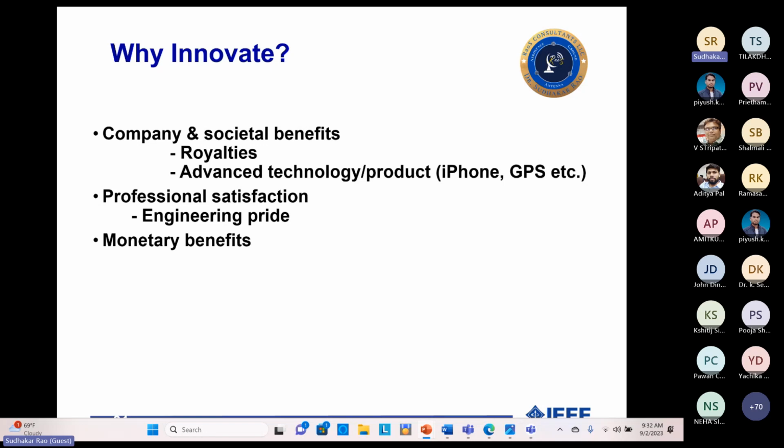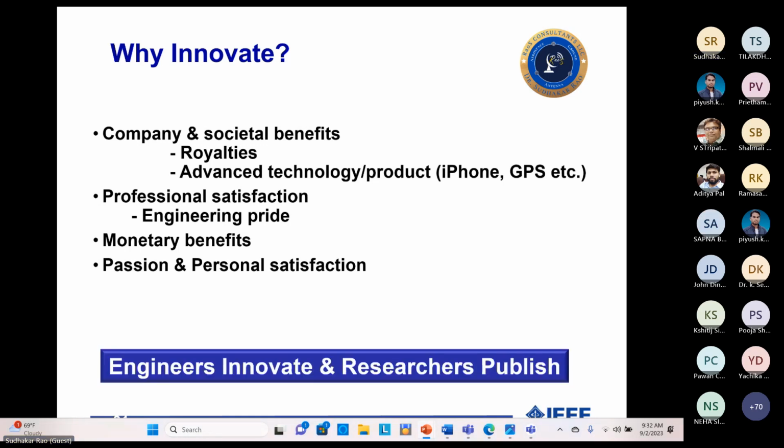If you get a patent awarded to you, that means there's a lot of pride you can take in that, because it's not easy to get a patent, unlike a paper. So passion and personal satisfaction are important. Like I've shown many times, engineers innovate and researchers publish. Not that engineers cannot publish or researchers cannot innovate, but that's their basic role. Engineers in industry need to innovate, and if you're in the academic field, you need to publish papers.